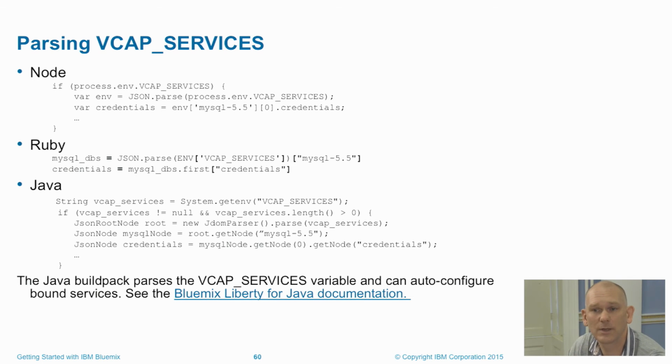One thing to note: if you're using a Java runtime, then there are some capabilities built into the Java Liberty runtime that will automatically configure your Java application server to add the configuration needed for certain services. And you can get that information from the documentation on the Java Liberty buildpack.